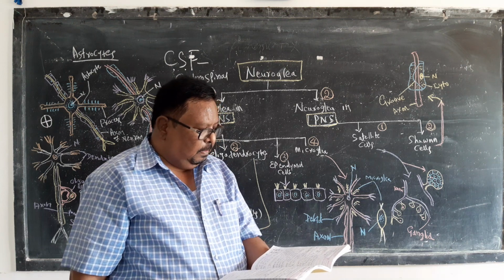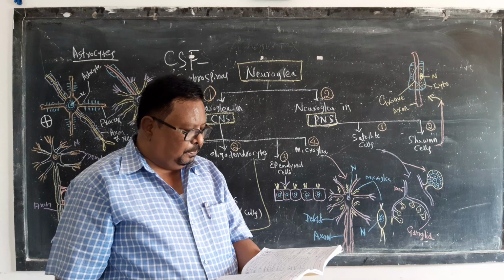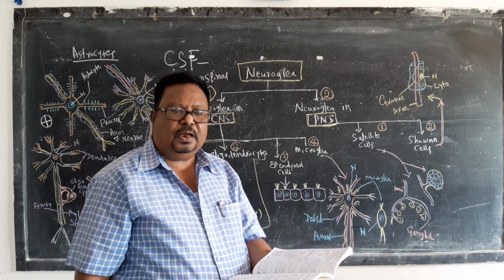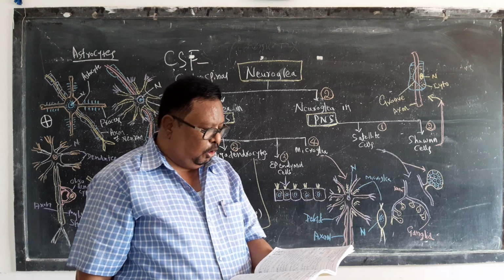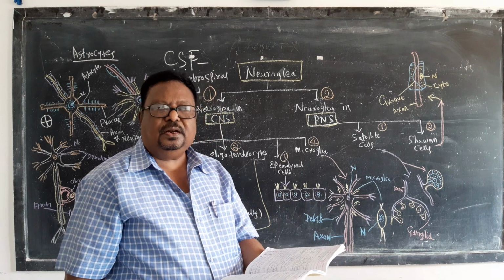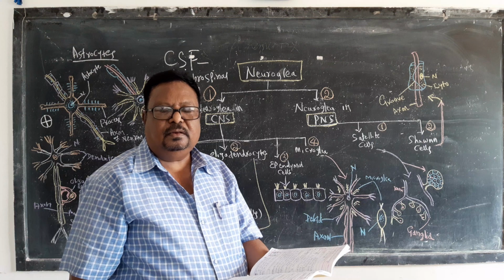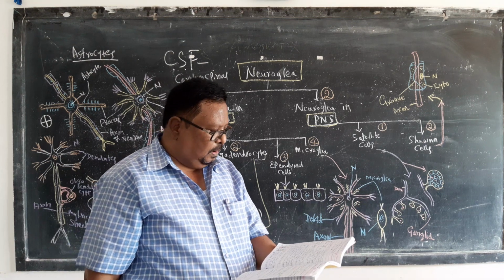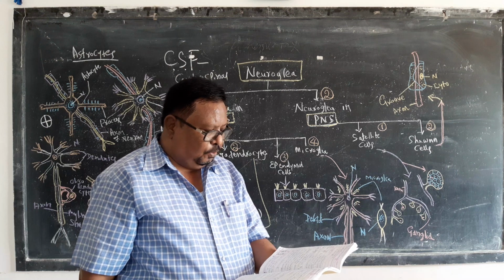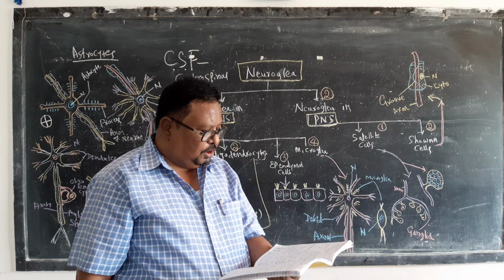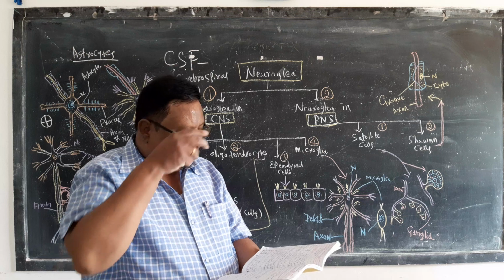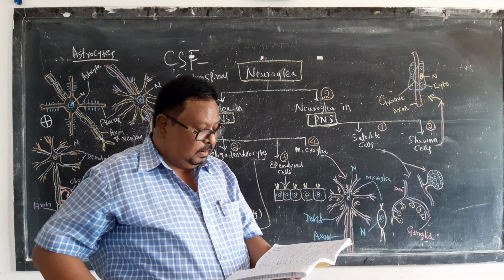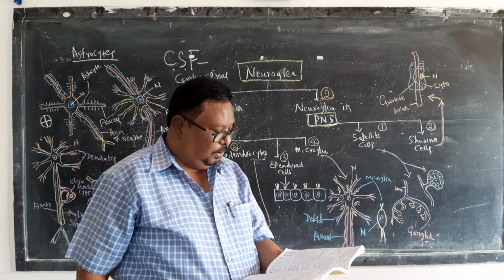modulating the peripheral nervous system following injury and inflammation. During injury and inflammation, they modulate the peripheral nervous system. Modulate means they heal the peripheral nervous system. They provide physical support as well as supply nutrients to the neurons.